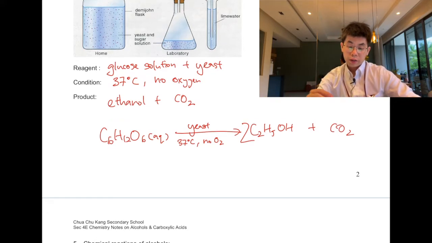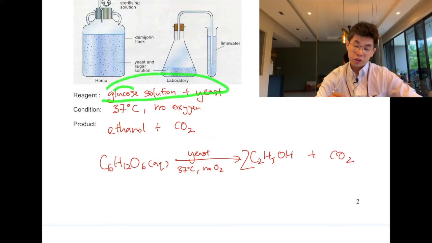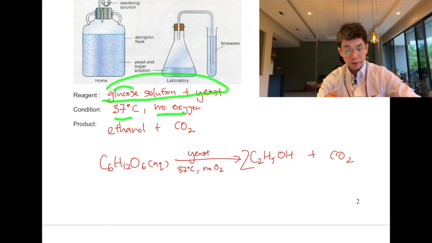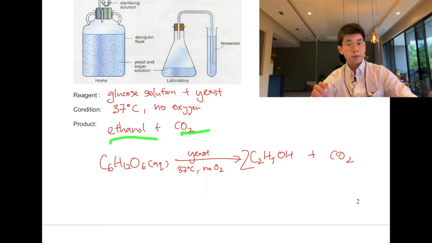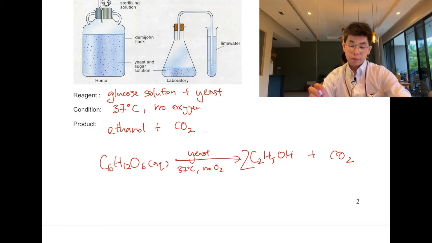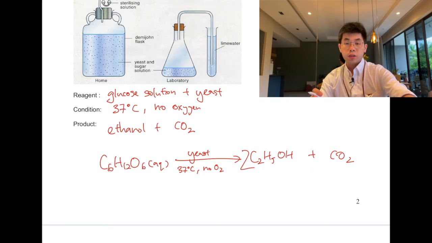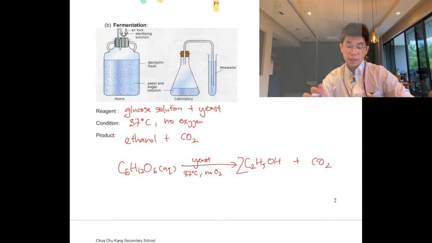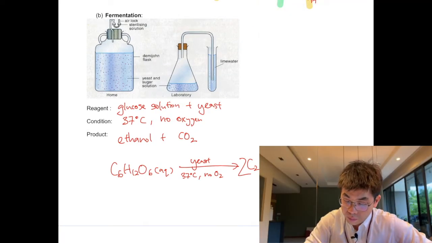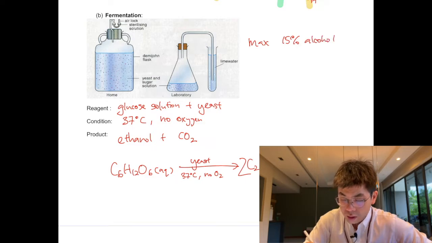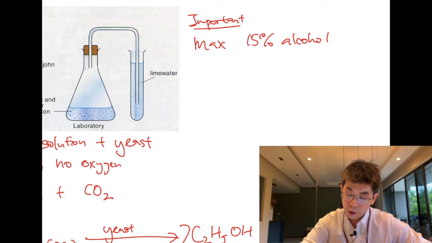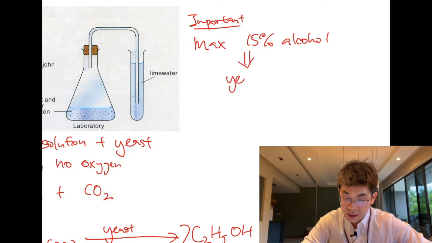So I repeat, glucose solution with yeast, making sure that's around room temperature with no oxygen, and then you will form ethanol and carbon dioxide. Okay? Over here, there are some very interesting parts to this reaction. The alcohol formed from this chemical reaction has a maximum of about 15% alcohol. The reason it forms only 15% alcohol is because when it's more than 15% alcohol, the yeast will die.